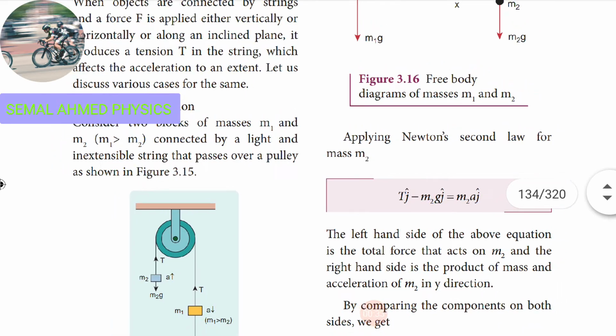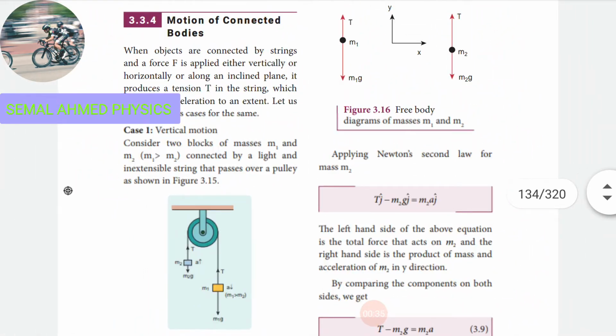Look at the diagram. You can see the diagram here. Consider two blocks of masses m1 and m2, where m1 is greater than m2. Look at the diagram and the respective free body diagram.